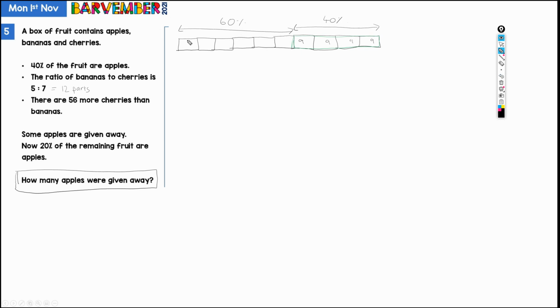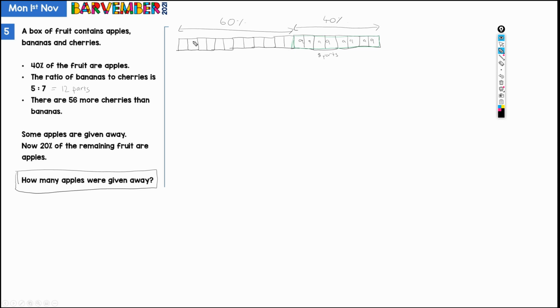Now, for the 60%, I've got 6 equal size parts at the moment, but actually I need 12 parts, don't I? So I'm going to divide each of these into 2. And if I'm dividing these ones into 2, I also have to divide these into 2. So these are all apples. So we now have 8 parts apples.